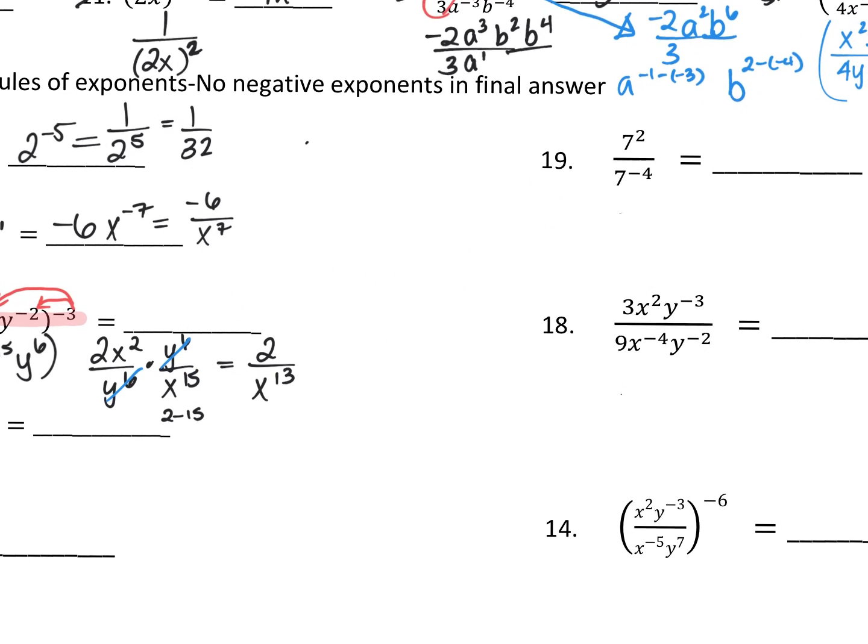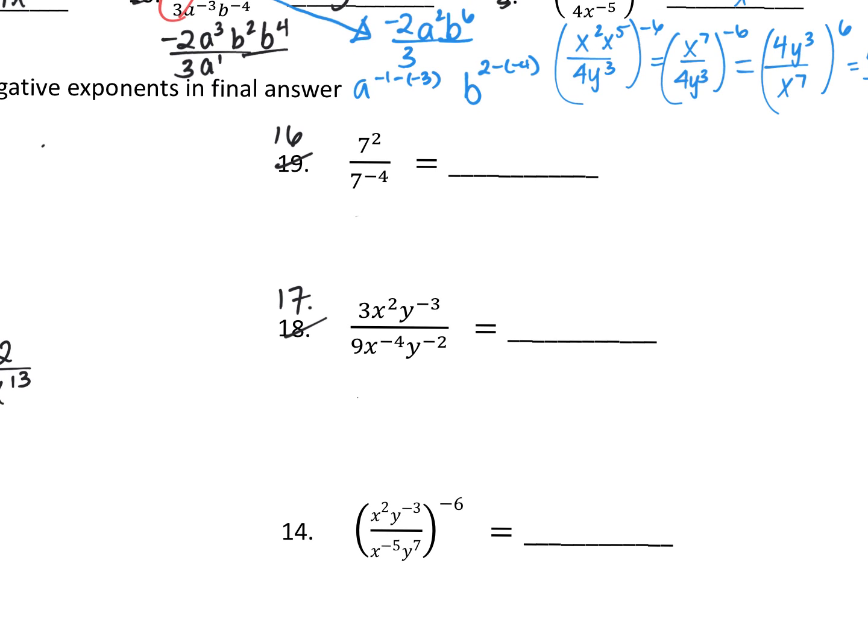We'll call this 16 and 17. Okay. Number 16. 7 squared divided by 7 to the negative 4th power. We subtract our exponents. 7 to the 2 minus negative 4. What do we get? 6. So 7 to the 6th power.